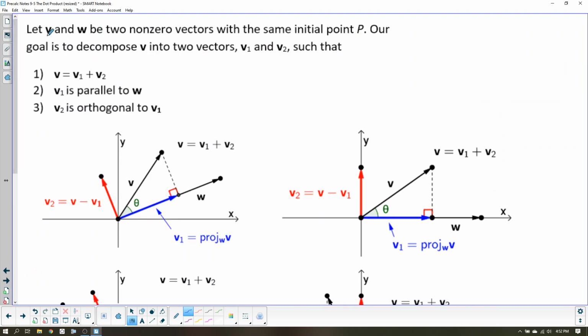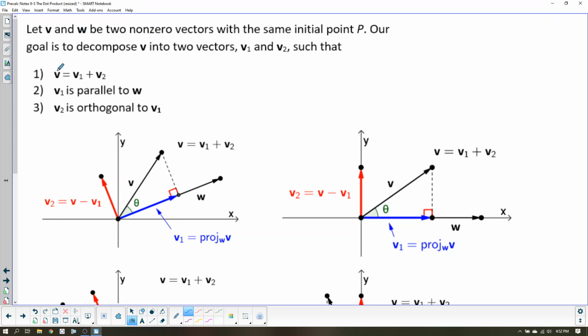So here's our goal. We've got a vector v and a vector w, both non-zero vectors, and let's say they have the same initial point. Either one of these two pictures could represent it. This is the general picture, and this one is a little easier to look at because I just have w on the x-axis here. Our goal is to decompose v. The only thing w is used for is basically a reference.